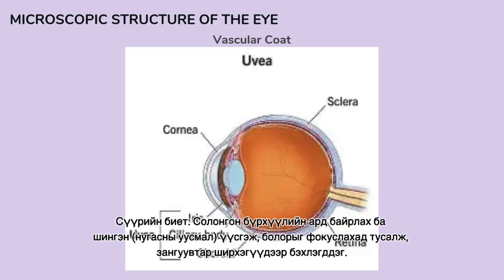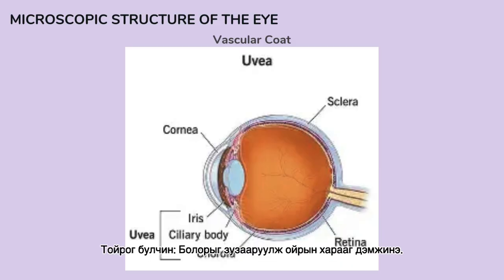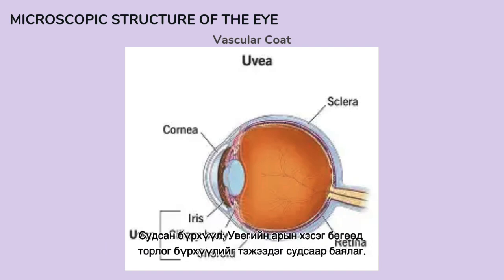And the ciliary body is behind the iris, and it makes the aqueous humor, and it helps focus the lens and holds it in place with zonular fibers. It has three muscle groups, which are longitudinal, radial, and circular. The longitudinal stretches the choroid, and the radial one flattens the lens for far vision. The circular one thickens the lens for near vision.